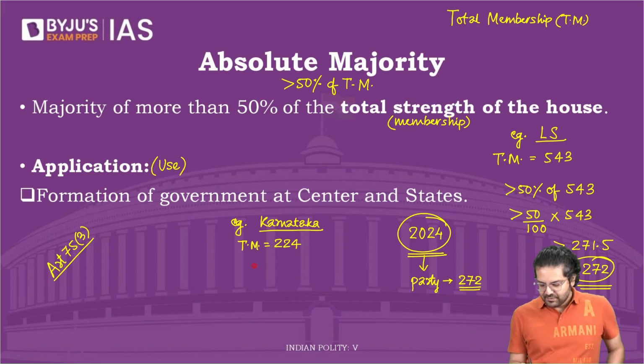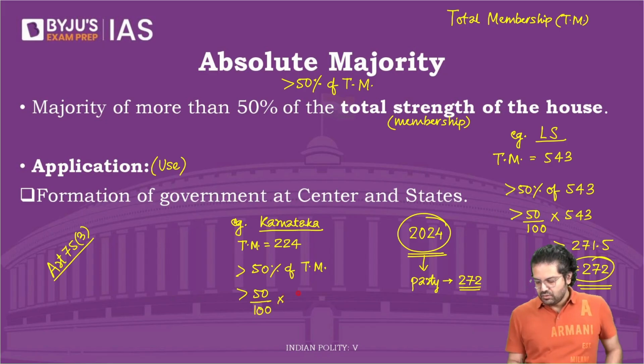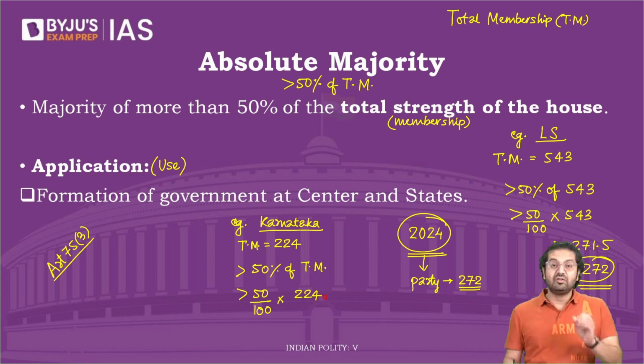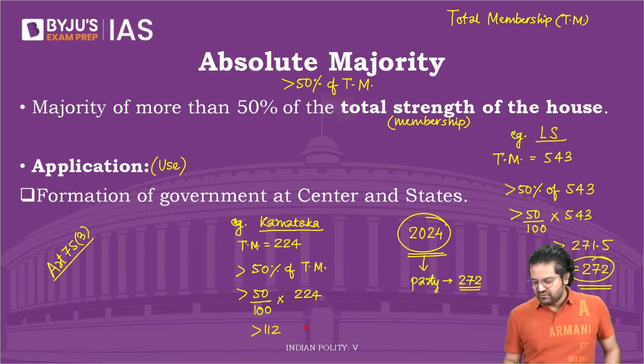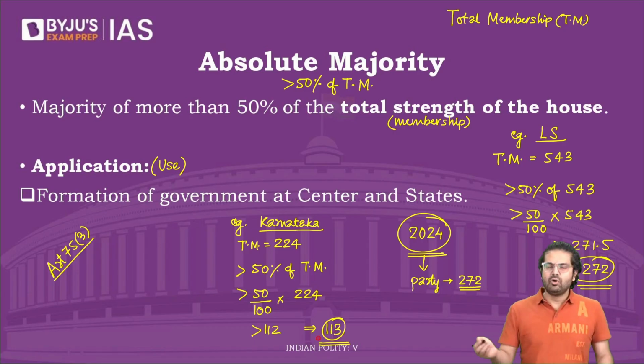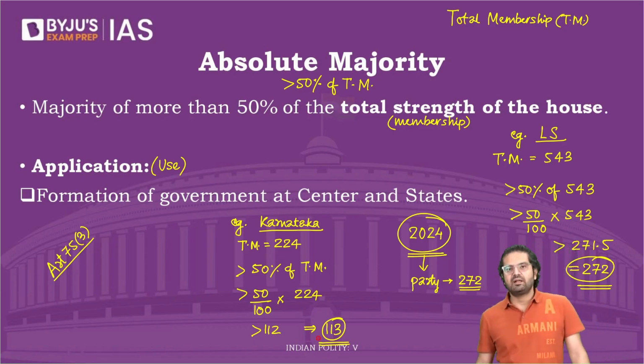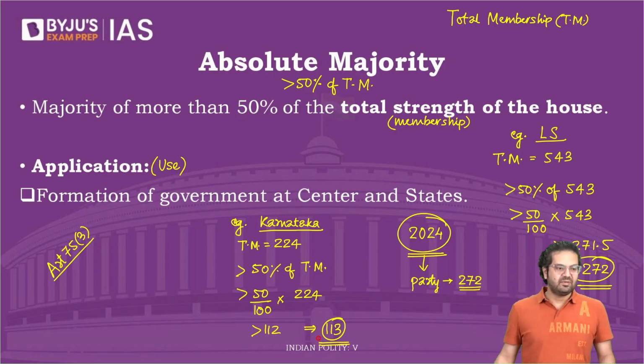Half of it, more than 50% of total strength or total membership. More than 50 by 100 into 224. You please solve this. You'll be surprised that the answer comes at 112. So more than 112, which is what? 113. This is the magical number. If you get this much or more, you have formed the government in Karnataka. Simple, like Congress has formed the government.